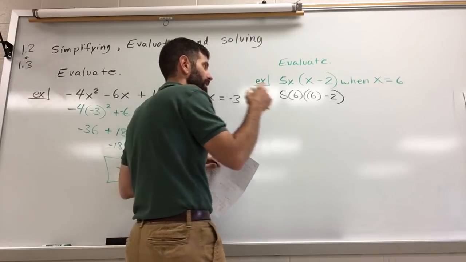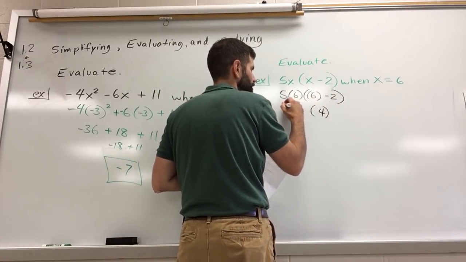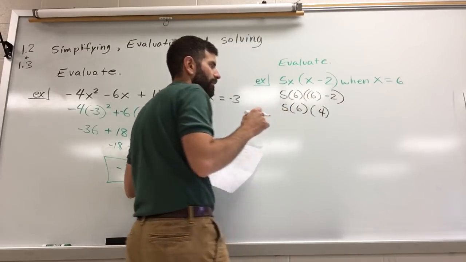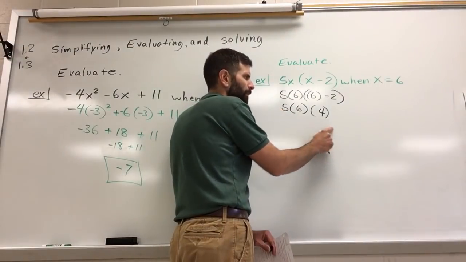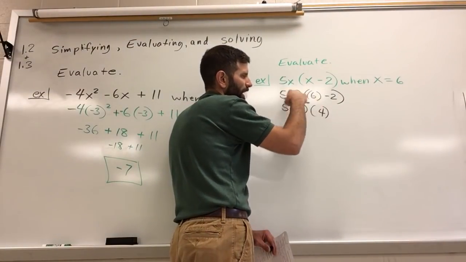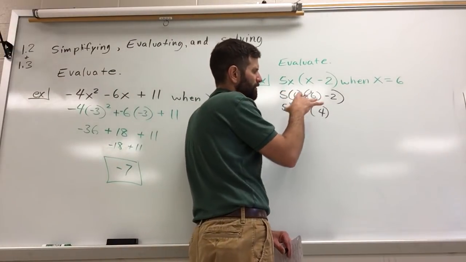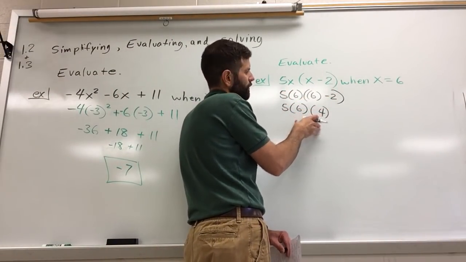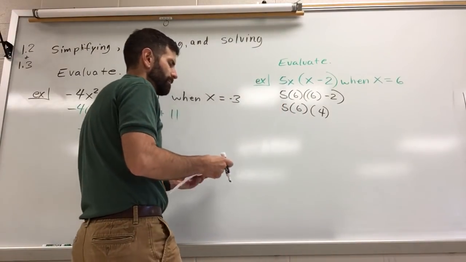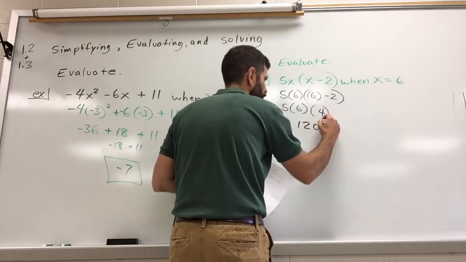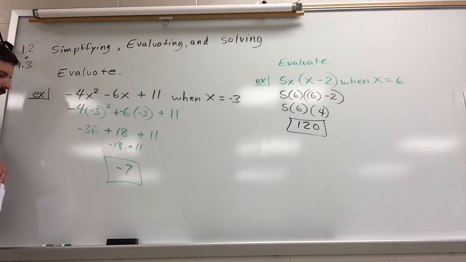From there, it's order of operations. So I'm going to do my parentheses first. That'll give me a 4. And then I've got a whole lot of multiplying to do. Some people may look at this and think that the 5 distributes, but no, if it's all multiplication like this, there's no addition or subtraction there. You don't distribute, you just do it in order from left to right. So 5 times 6 is 30. 30 times 4 is 120. So that wraps up a couple examples of evaluating.